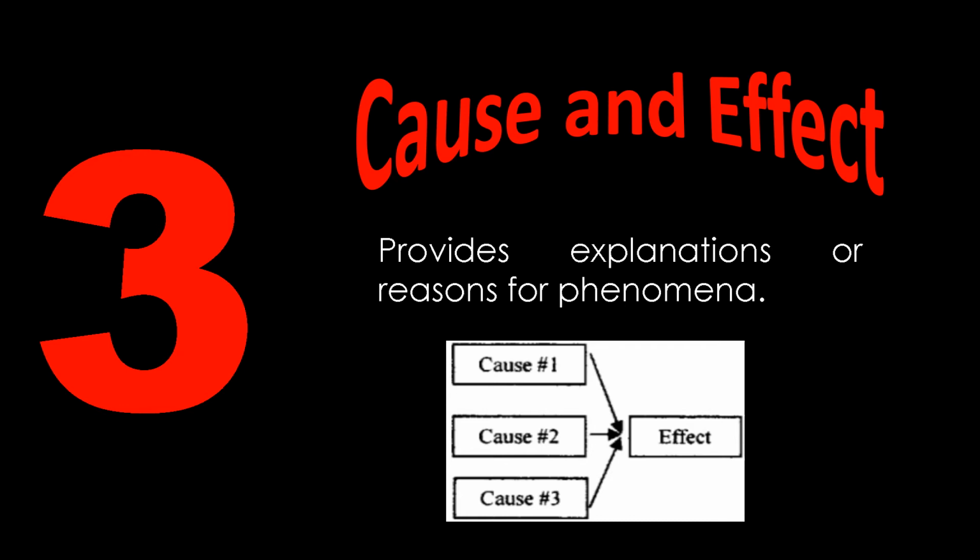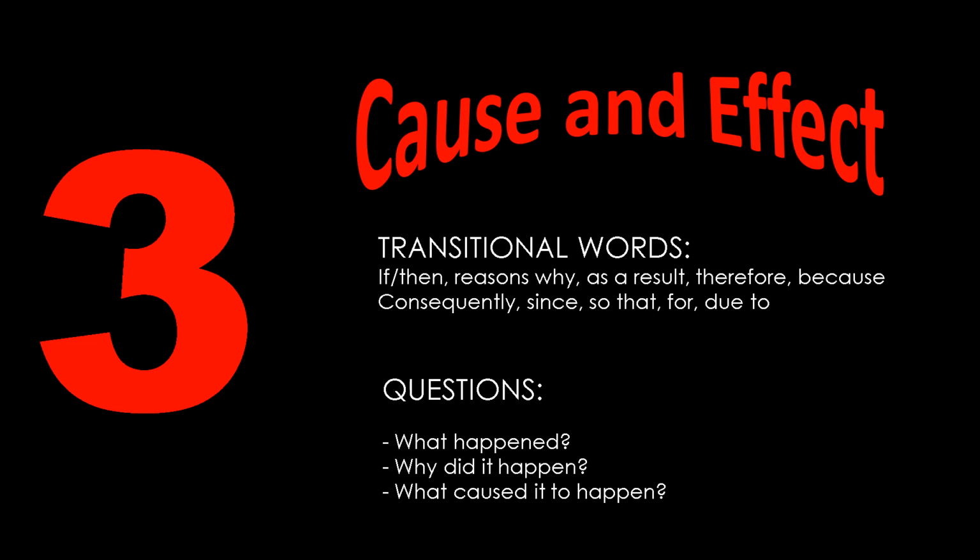The image below is the graphic organizer you can use to present your topic for cause and effect. The transitional words you can use for this structure include if or then, reason why, as a result, therefore, because, consequently, since, so that, for, and due to. And here are the guide questions you can also use. Number 1, what happened? Number 2, why did it happen? And number 3, what caused it to happen?